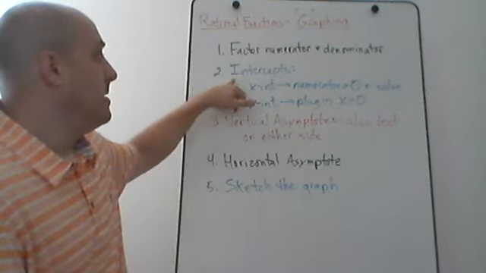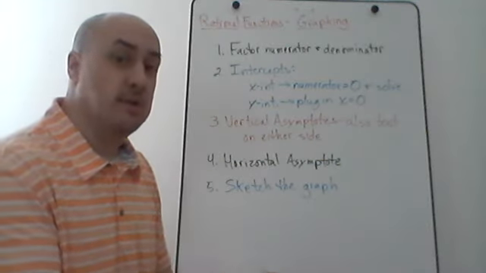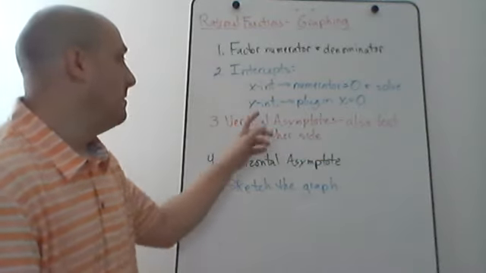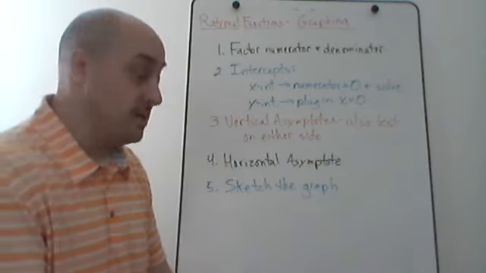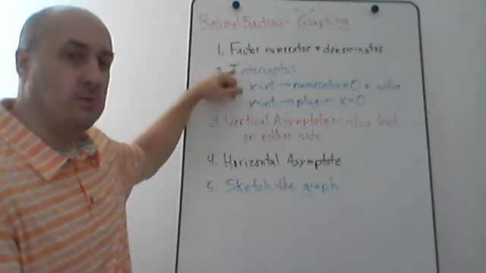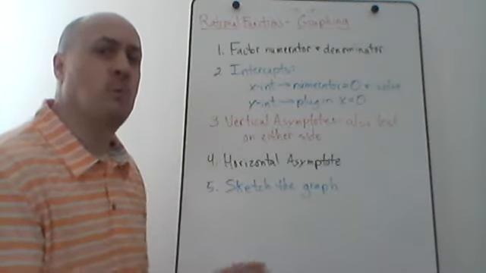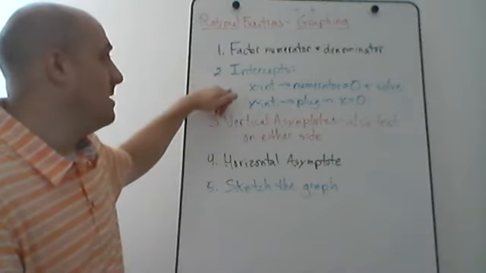Right, and then next thing, find the intercepts. To find the x-intercept, you set your numerator equal to 0 and you solve. To find your y-intercept, you plug in x equals 0 and then see what y is equal to. As we go through the actual example, I'll explain these things in a little more detail, why we do this and how it works. So that's finding the intercepts.